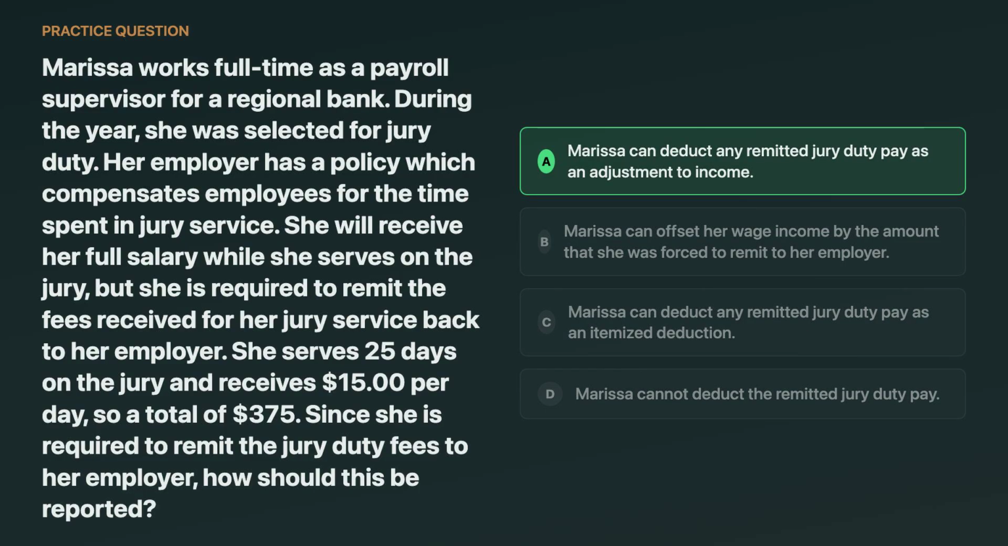The correct answer is, she can deduct the remitted jury duty pay as an adjustment to income. The jury pay is included in income, but when she's required to turn it over to her employer, she gets an above-the-line deduction on Schedule 1. The tempting wrong answer is offsetting wages, but you don't net it against W-2 wages. You take the adjustment.